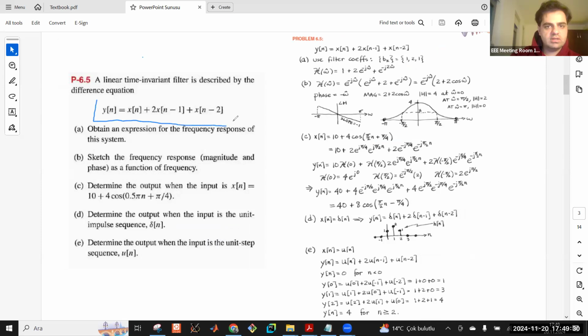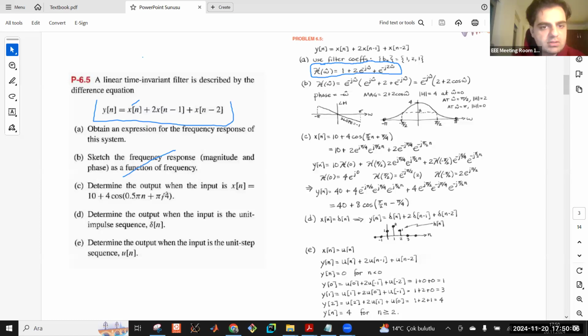In this question, we are given this difference equation. First, we find the frequency response. So we simply use the same coefficients, 1, 2, and 1. Delay terms become the exponent terms. Therefore, we can write the frequency response like this. I will skip this plotting part.